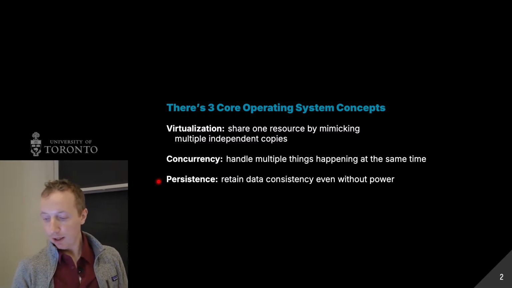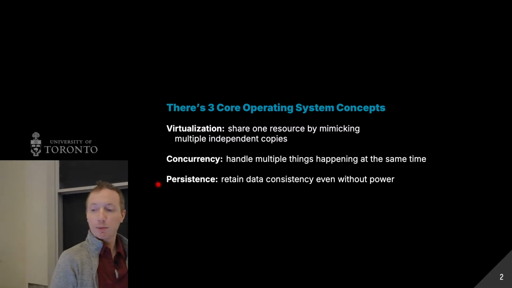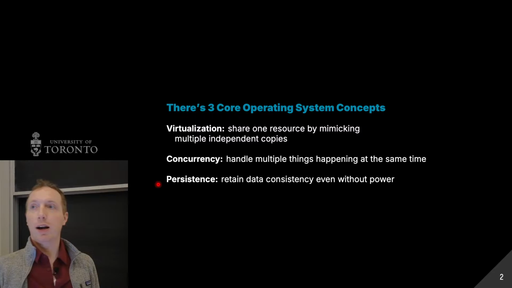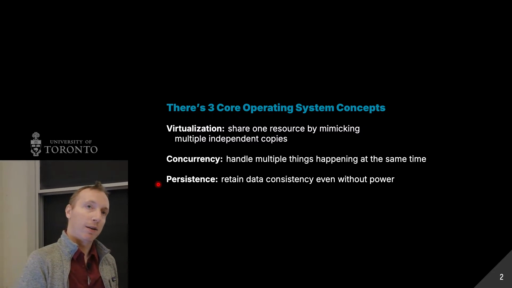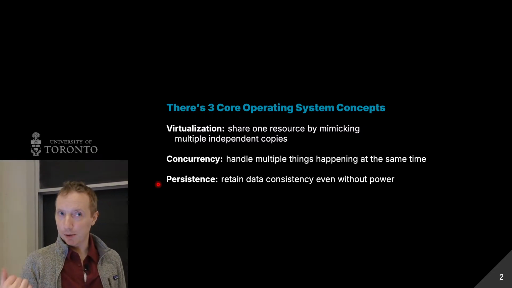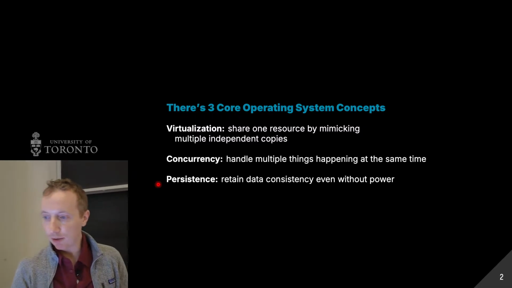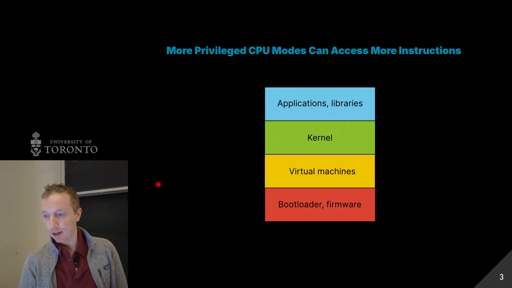Then finally, we touched on persistence, how to retain data consistency even without power, and figured out how our file system was laid out, how it maps to inodes. Hopefully you're done with Lab 6. So how directories are represented, how we actually store files on disks.